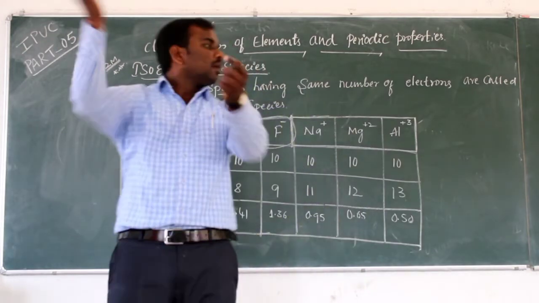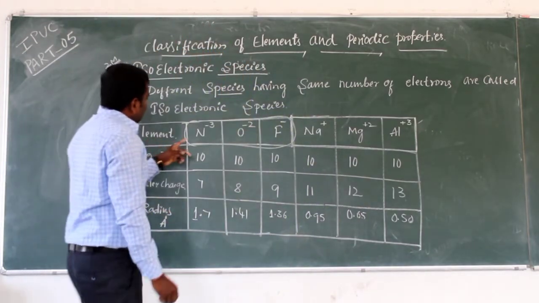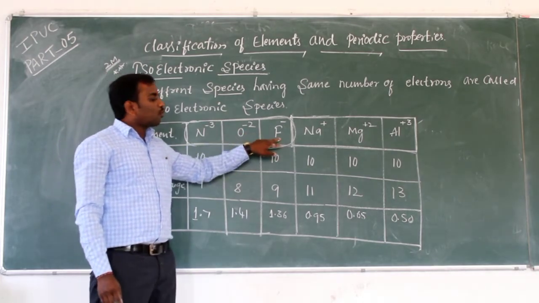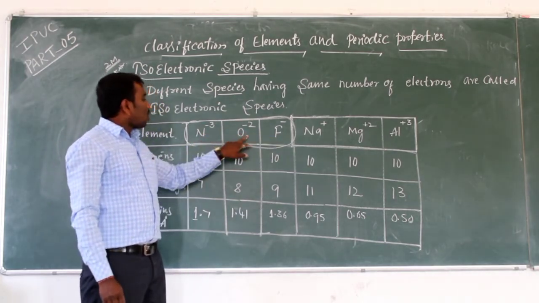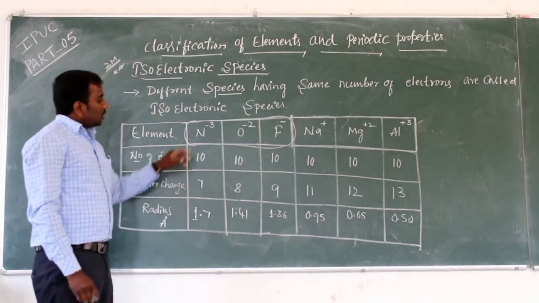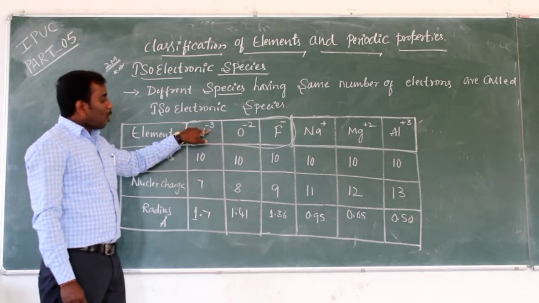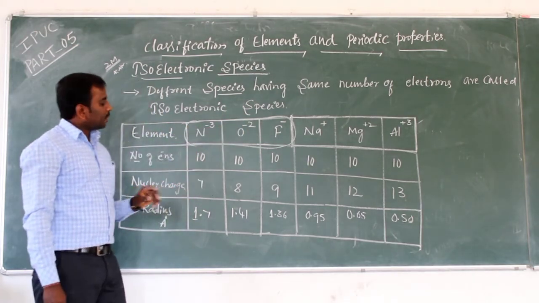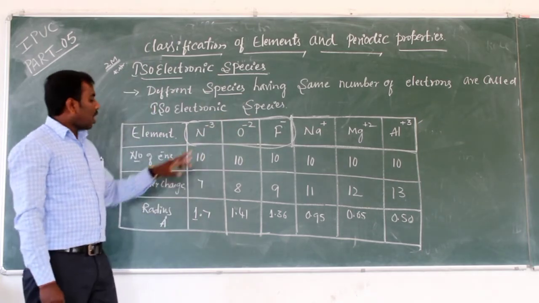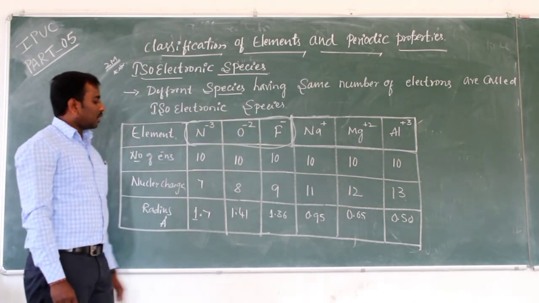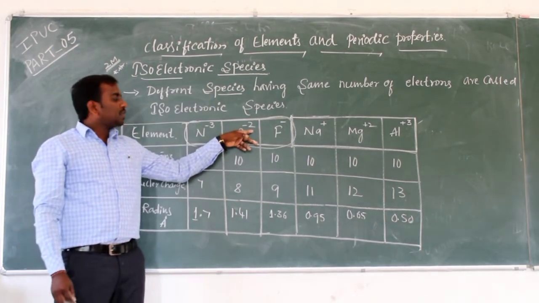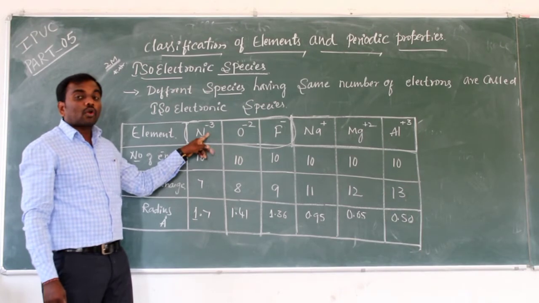Is it clear? Next, see nitrogen, oxygen and fluorine. Nitrogen, oxygen and fluorine. See what happens here? In this case, the positive charge does not increase, but see, addition of electrons has happened, right? Addition of electrons has happened, right? See 1 electron, 2 electrons. Addition has happened, but here 3 electrons addition has happened.